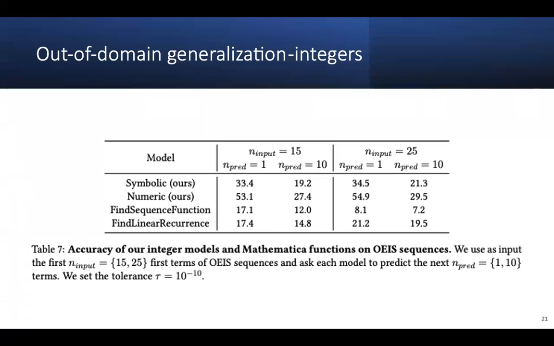We didn't do that, because OEIS was our test set, but we should. I would agree that would be probably very interesting. The resistance gets 75%.